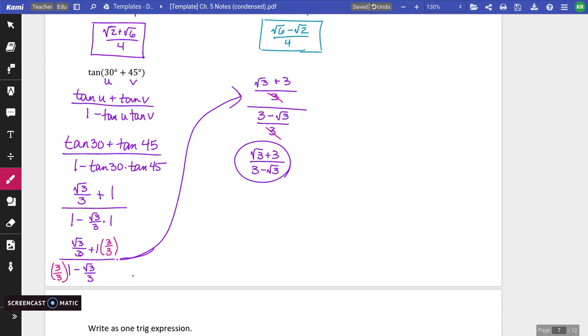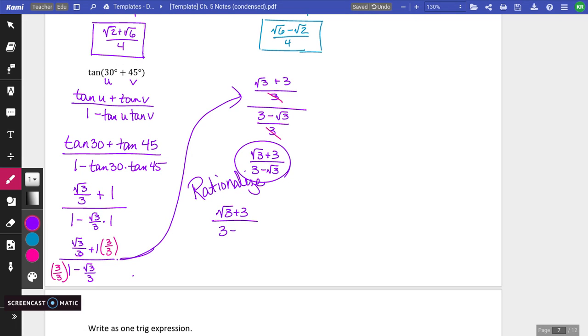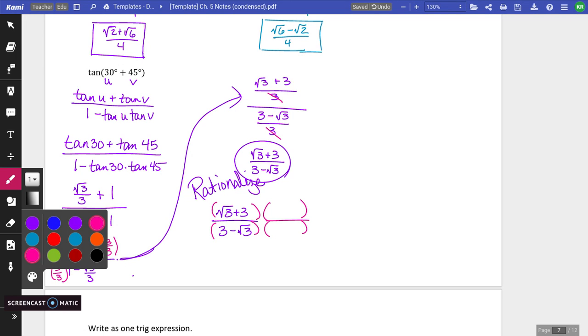Now if you look in the back of the book to check solutions, or if you're taking a SAT test or something, they probably are not going to accept that answer. They're going to want you to rationalize. So rationalizing with this one, it's root 3 plus 3 in the numerator, 3 minus root 3 in the denominator. When you rationalize, you use the conjugate of the denominator, if you remember what that is. So it's going to be 3 plus root 3, so 3 plus root 3.